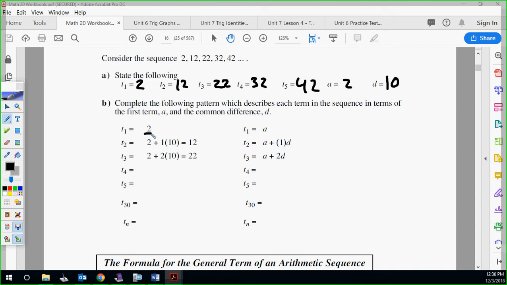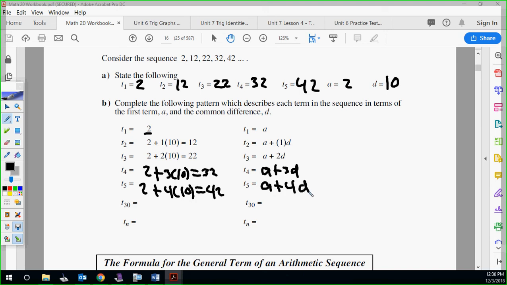Term 2 is 2 plus 1 times 10 equals 12. So 1 times the D. So term 2 is A plus 1D. For term 3, 2 plus 2 times 10 equals 22, so A plus 2D, and you just see this pattern continue. Term 4 is 2 plus 3 times 10 equals 32. Term 5, 2 plus 4 times 10 equals 42, A plus 4D. Term 30 would be what? 29. Good. 2 plus 29 times 10 equals 292. So term 30 is simply A plus 29D.